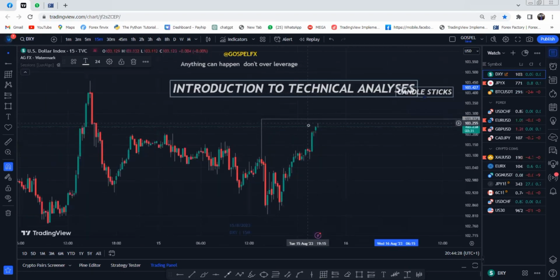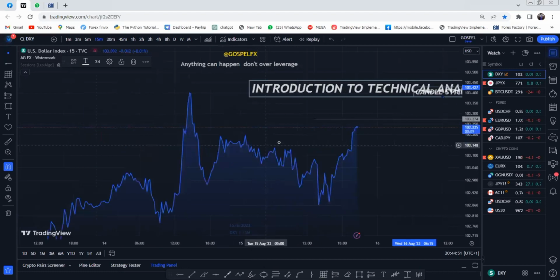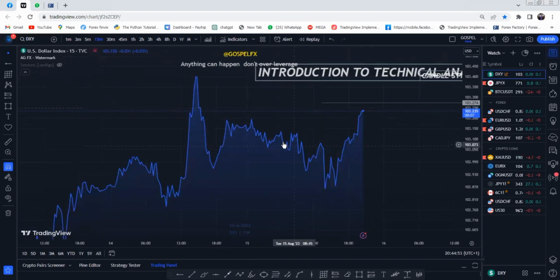Now, we have so many types of charts. If you click here, you're going to see all the types of charts that we have. The first one is called the bars. We have the candlesticks, we have the Heikin Ashi, and we have hollow candles. We have the line chart, line with markers, step line, area, and so on. For example, if you go to the area, this is how the area chart looks.